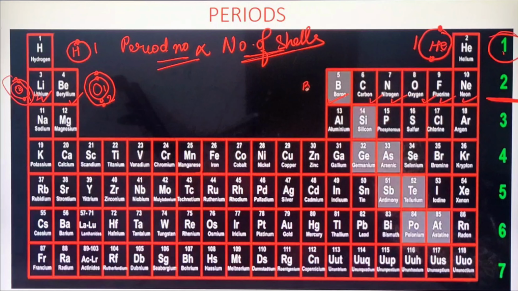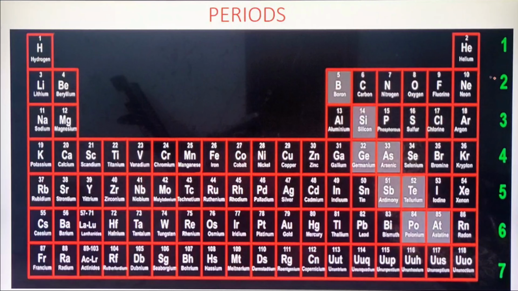Boron will again have how many shells, children? It will have 2 shells. Nitrogen will have how many shells? 2 shells. Why 2 shells? Because it belongs to period number 2. So if it belongs to period 1, it will have 1 shell. If it belongs to period 2, it will have 2 shells. Can you tell me how many shells will the third period have? The period number is going to tell you the number of shells.